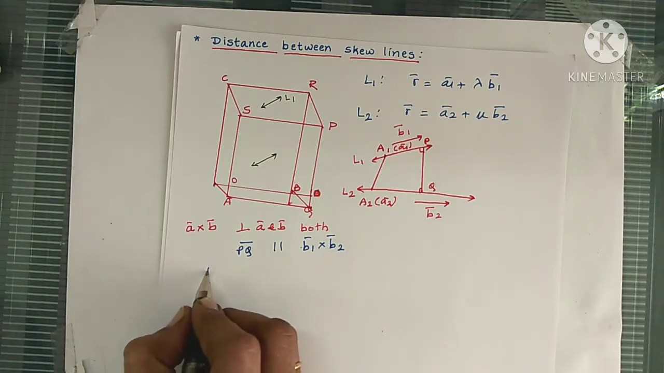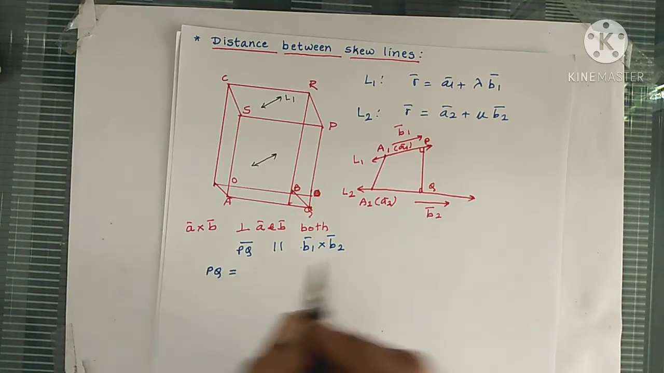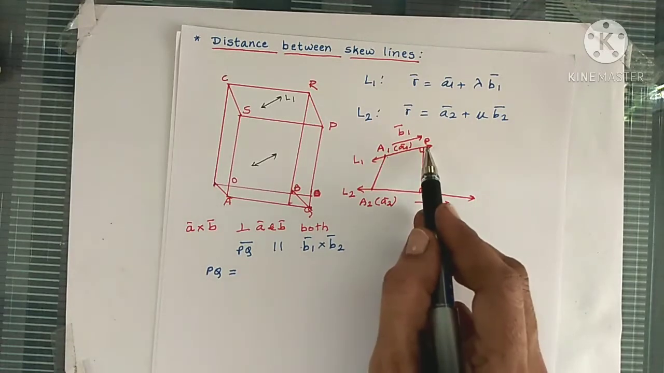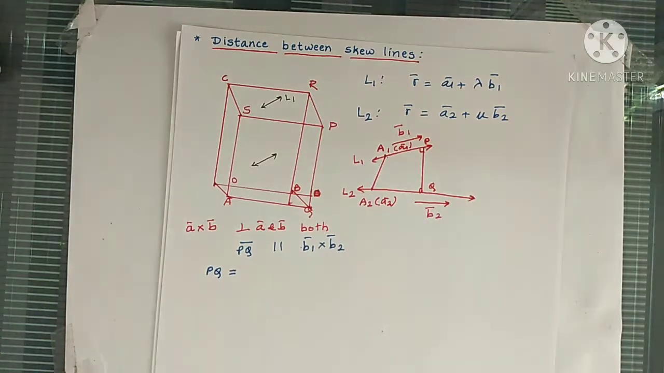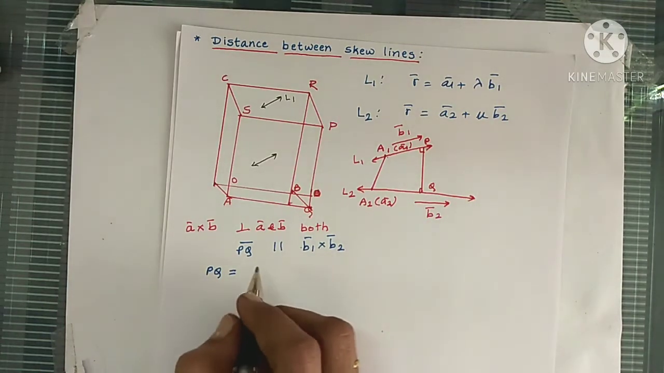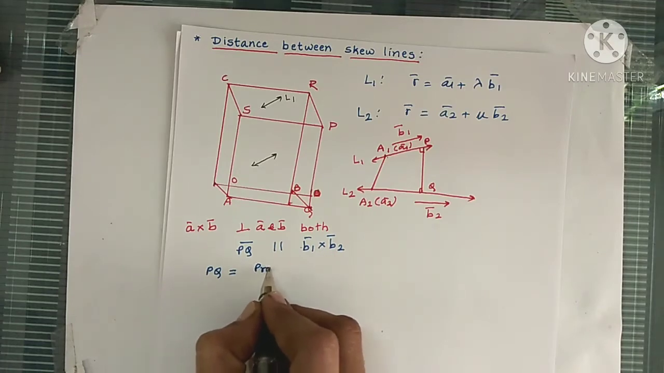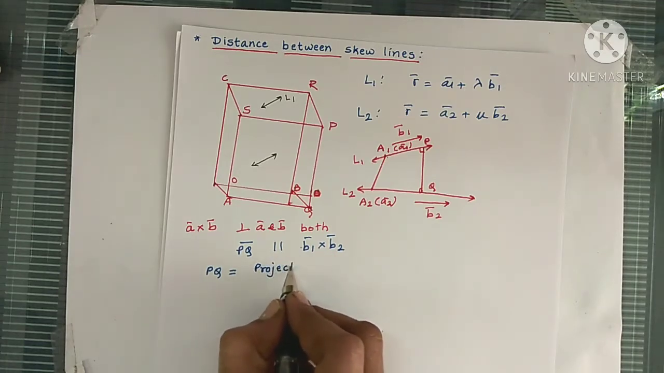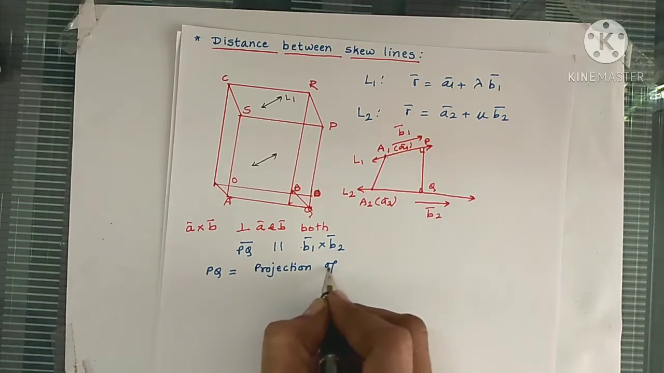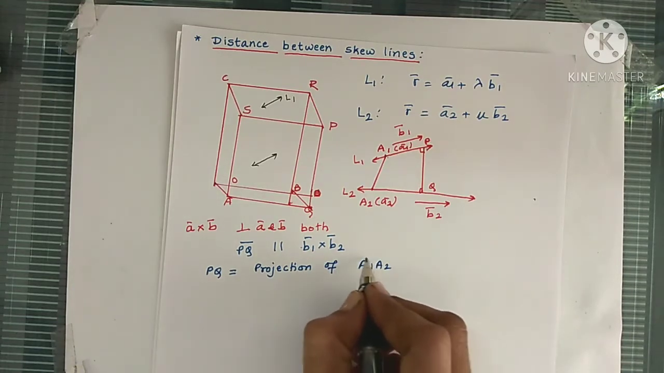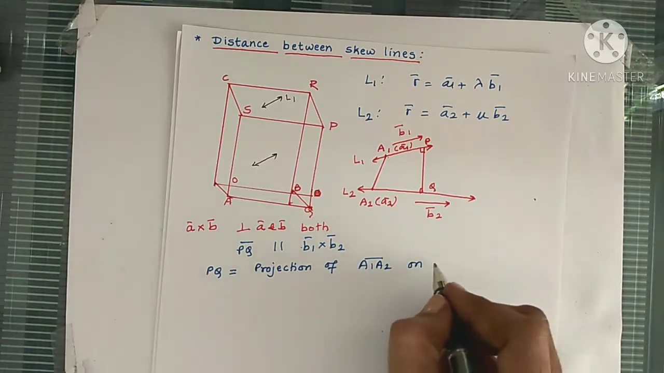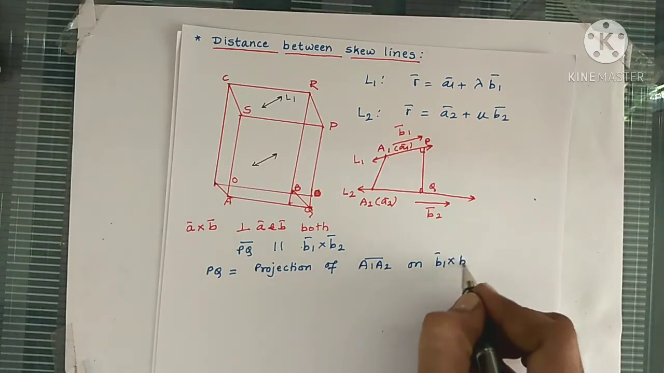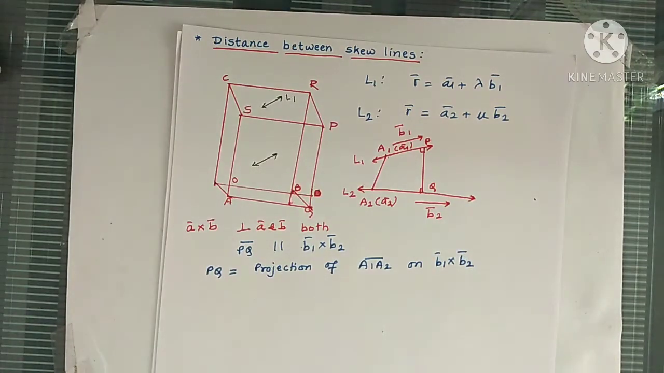Now you can see here that if we consider PQ, then A1P is perpendicular to it, and A2Q is perpendicular to it. So PQ is basically the projection of A1A2 bar on PQ bar. But PQ bar is parallel to b1 bar cross b2 bar. So it is nothing but the projection of A1A2 bar on the vector b1 bar cross b2 bar.